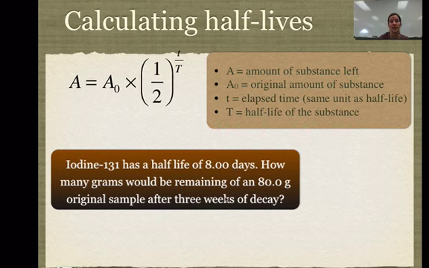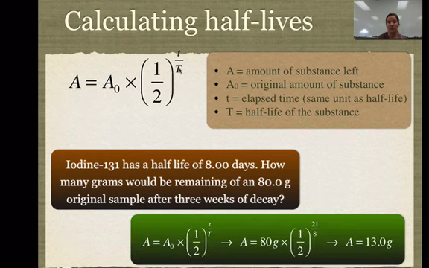3 weeks and 8 days are not in the same unit of measurement, so we have to make those 3 weeks into days. 3 times 7 is 21 days, so we'd have 21 days divided by your 8 days as the superscript up here. So there it is, all filled out. If you calculate that, you'll find you have 13 grams left. So this equation is really great in calculating the amount of stuff left over or the amount of stuff you originated with, but it's really hard to calculate a half-life from this equation.